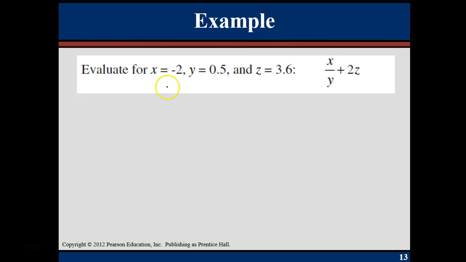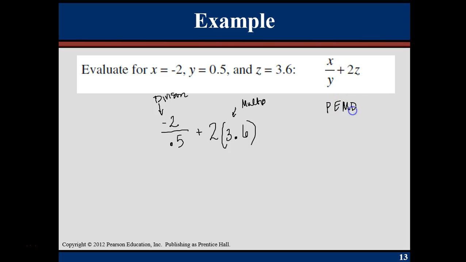If I was going to let x be negative 2, y be 0.5, and z be 3.6, and I'm going to use the expression x over y, x divided by y, plus 2 times z. I'm going to take the x out. I'll take the y out. Plus 2 times z, but z is 3.6. Fractions are really division problems. And this is really a multiplication problem. So I don't really have any exponents or parentheses. What I really have is multiplication and division from left to right.